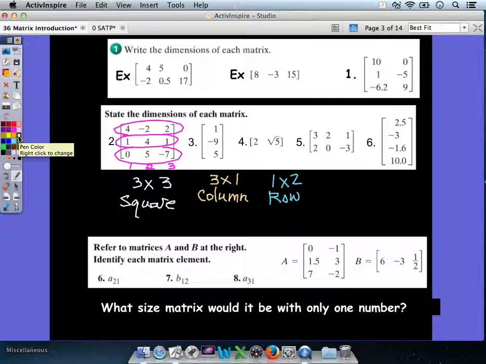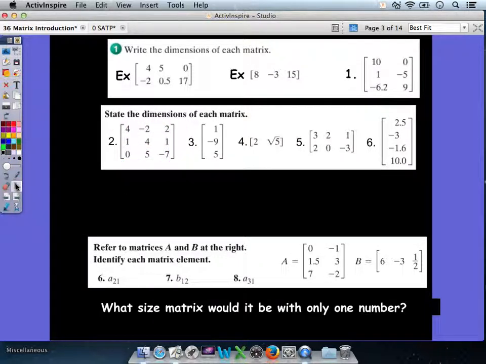On number 5, we're just labeling what we have here. We have 2 rows and we have 3 columns. So this is a 2 by 3. And in number 6, we have 4 rows and 1 column, and so this is considered a column matrix. So again, all of this was to just make sure you understood the row by column and the dimensions and how they're named.